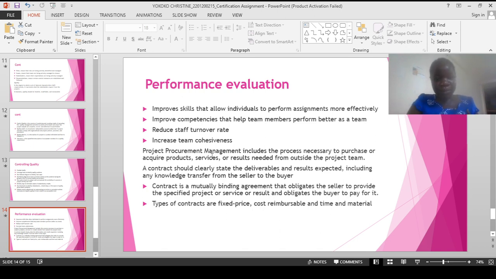Then when we look at project procurement management, what does it talk about? There we shall be looking at the processes necessary to purchase or acquire products, services, or results.